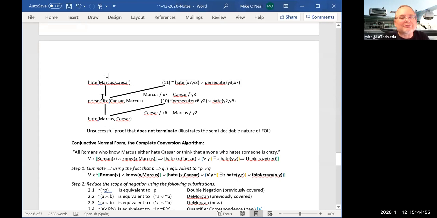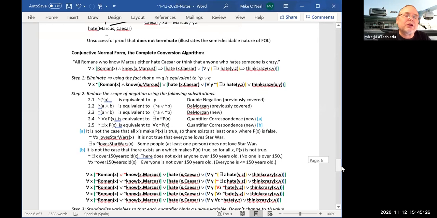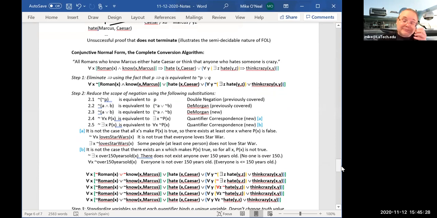And you see the dot, dot, dot above and the dot, dot, dot below? Because what are we stuck in? We're stuck in an infinite loop where I can disprove that Marcus hates Caesar if I can disprove that Caesar hates Marcus, which I can disprove if I can prove that Marcus hates Caesar, which I can disprove if I can show that Caesar persecutes Marcus, which I can disprove if I can show that Marcus hates Caesar, and so on. And at that point on the old classic Star Trek, the computer would blow up. Okay.